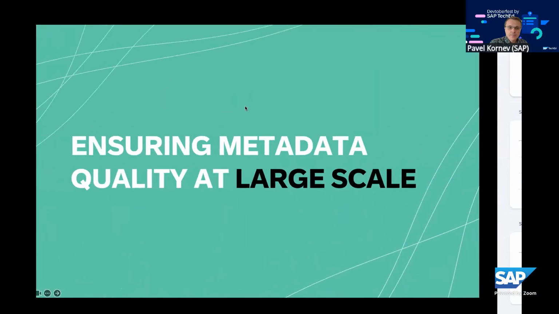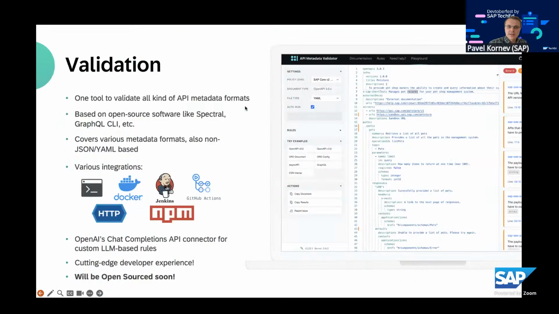So let me go back to the slides. Just to sum up, I just showed you the API metadata validator. So this is one tool to validate all metadata formats, starting from ORD down the tree to all specific metadata formats, Open API, Async API, GraphQL, and so on. It supports various integration options, so Docker, HTTP, NPM, GitHub Actions, and so on. And we provide a nice UI for cutting-edge developer experience.